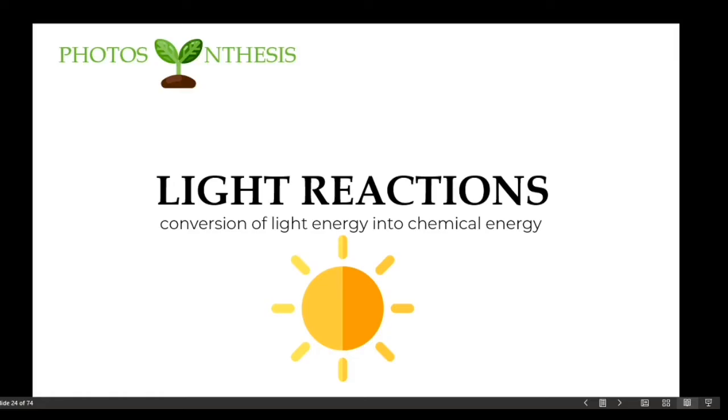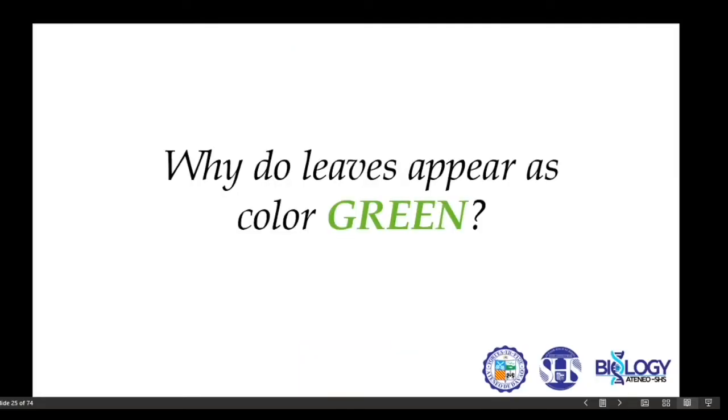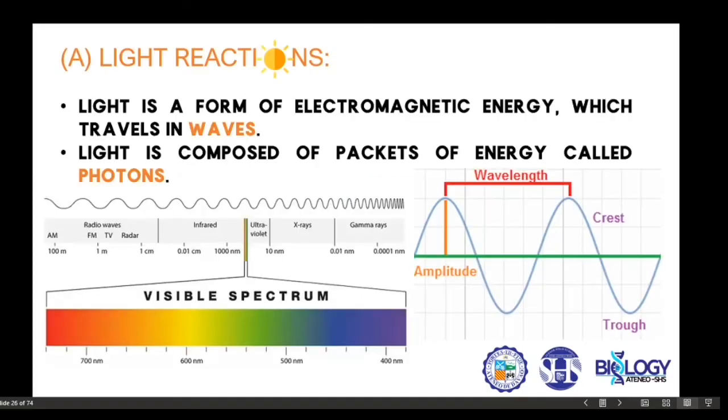But before that, we usually see leaves as color green. Now, why do leaves appear as color green? The answer lies in the nature of light and the composition of the leaves. Light is a form of electromagnetic energy which travels in waves. Also, light is composed of packets of energy called photons. The energy of these can be categorized based on the radiant energy that they contain.